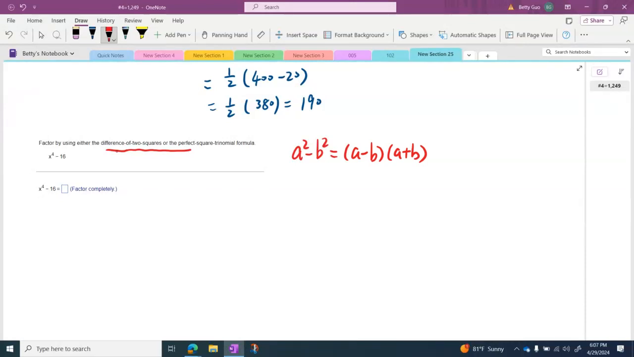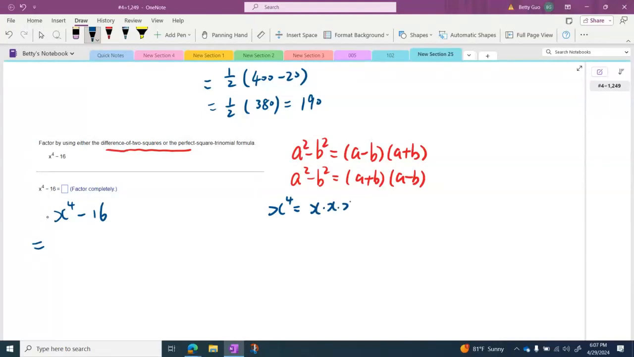Knowing the two factors, the two binomial factors, the order of them in the multiplication doesn't matter. The formula could be a squared minus b squared equals a plus b times a minus b. Both of them are correct. So let's see our binomial. We have x to the power 4 minus 16. X to the power 4 is x times x times x times x. I can put the first two together, I have x squared, and the last two together, I have another x squared. So x to the 4th is the square of x squared.